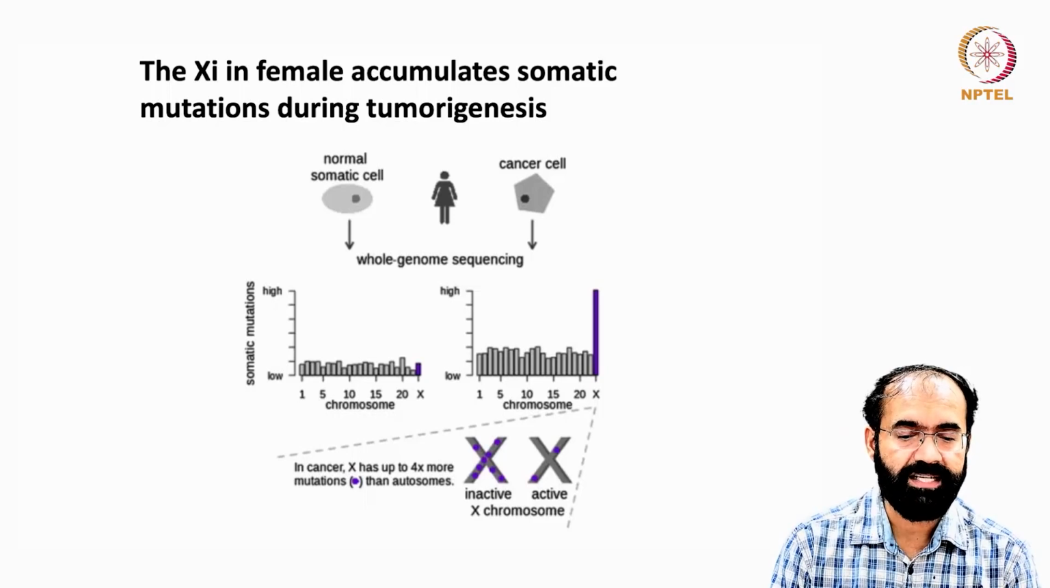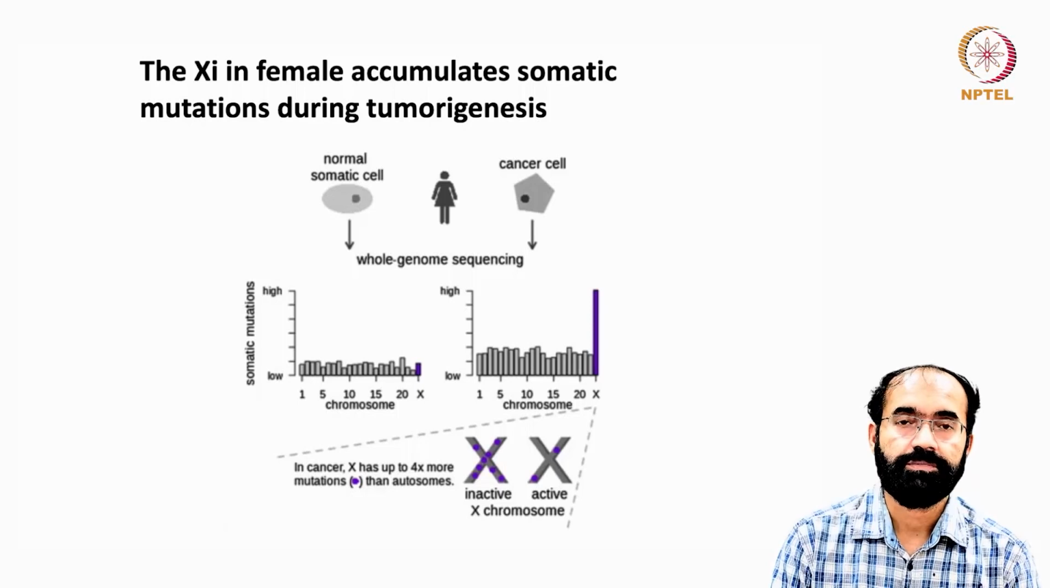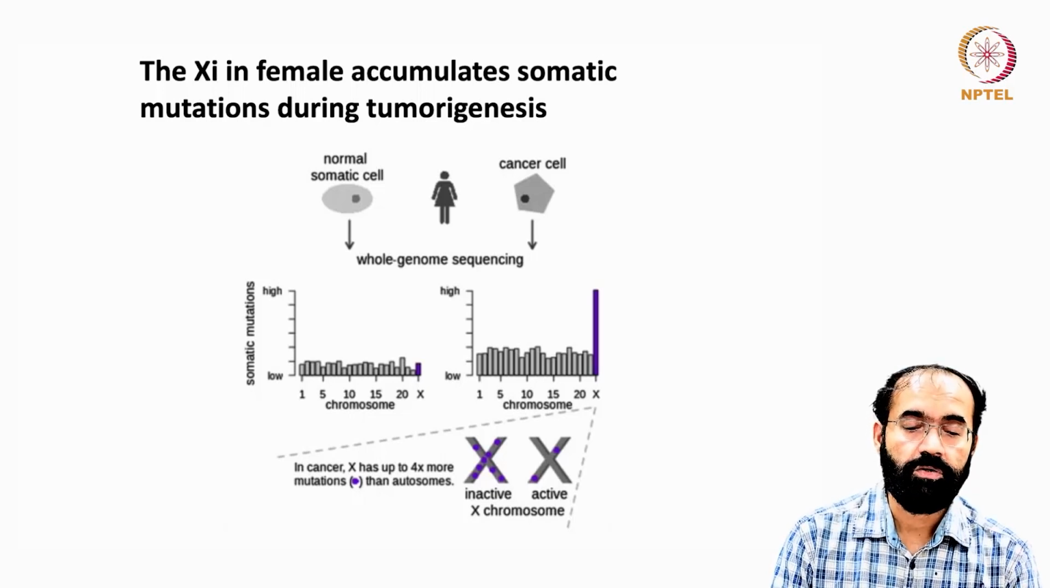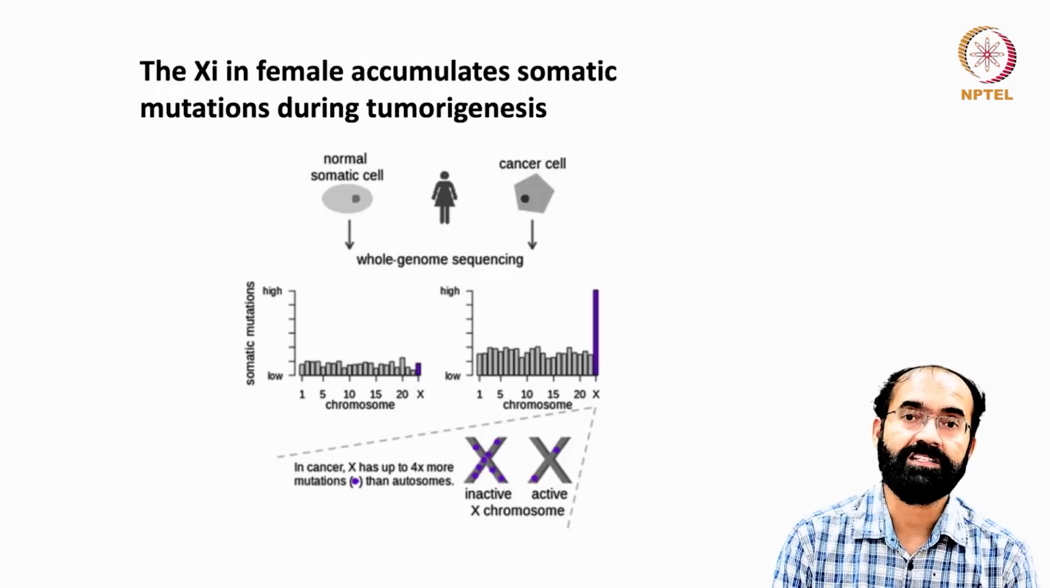So what you have to see here is the number of mutations. The bottommost of this y-axis is low, the topmost is high. That means a low number of mutations means the graph will stay towards the bottom, whereas a large number of mutations means it will be pretty high.